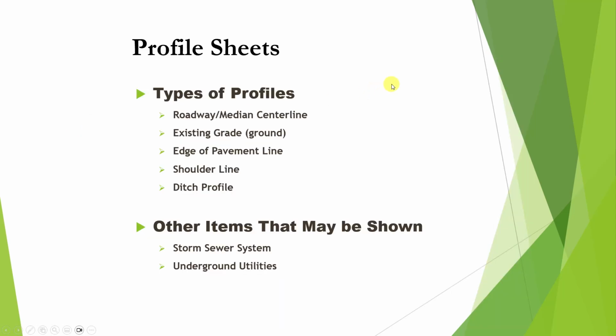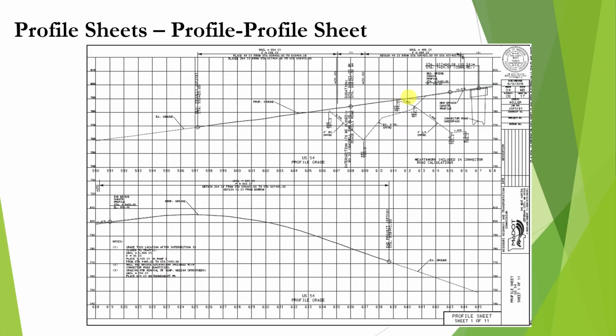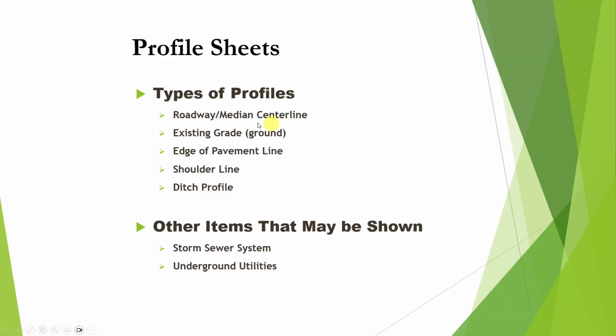Types of profiles that we use are roadway and median center line. They're the same. And then you have existing grade. You want to see the ground. See that previous slide out there. Didn't have any. You can see existing ground right here. And you can see it up here. You got some existing ground going on here. You got some existing ground here. So it's always dashed is what you'll see on that.